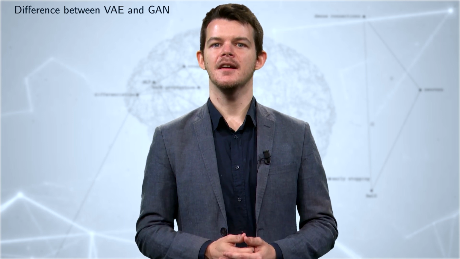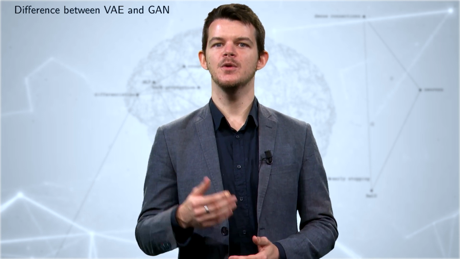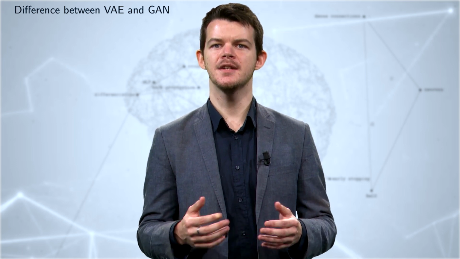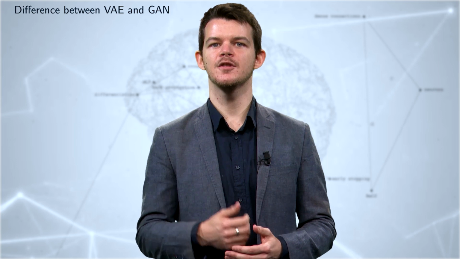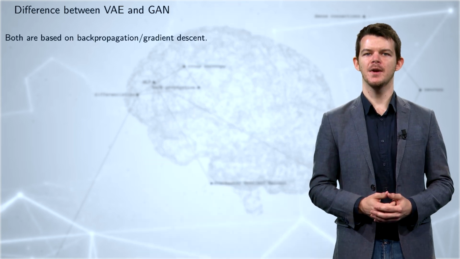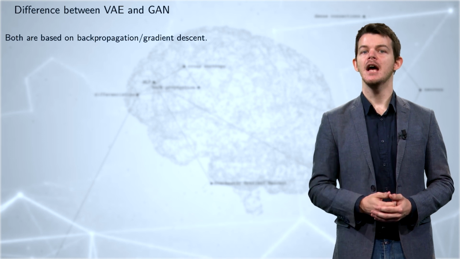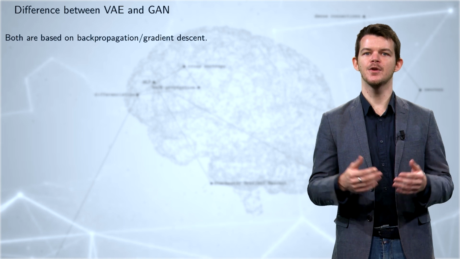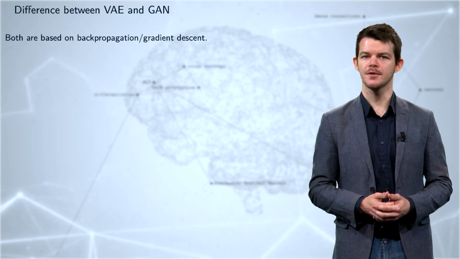To conclude this last lecture on generative modeling, you can use variational autoencoders and generative adversarial networks to generate new data whose distribution matches the distribution of the true data. Both approaches are based on neural networks, backpropagation, and gradient descent, so you can use the whole toolbox of gradient descent to solve the corresponding optimization problems.